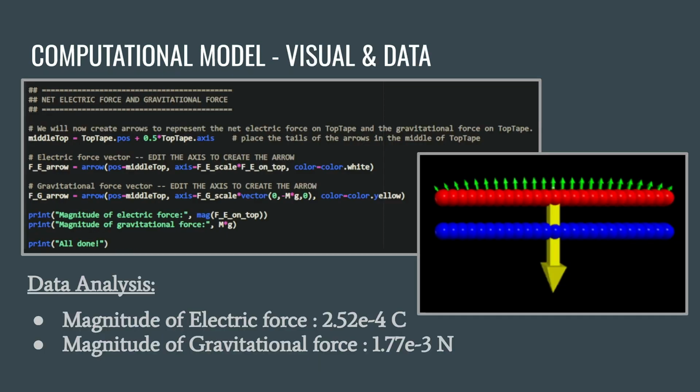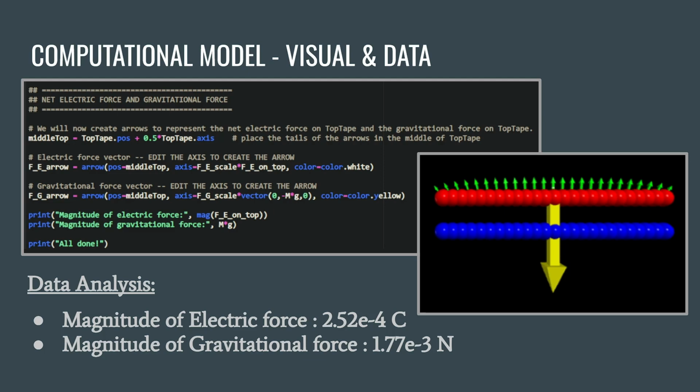The visuals from this computational model can be seen here, where the location of the tapes are set and the forces are calculated as shown. The tiny green arrows you see in the visual are caused by the blue tape, that is the electric field exerted onto the red tape.